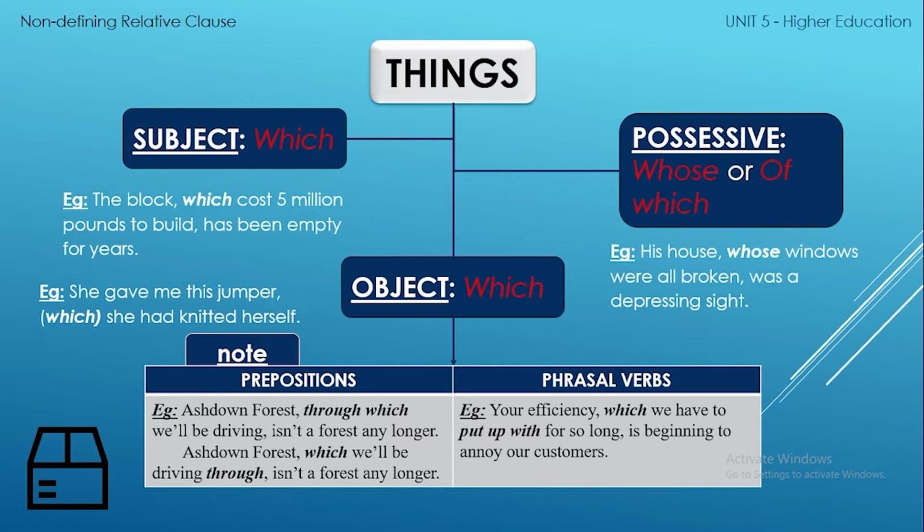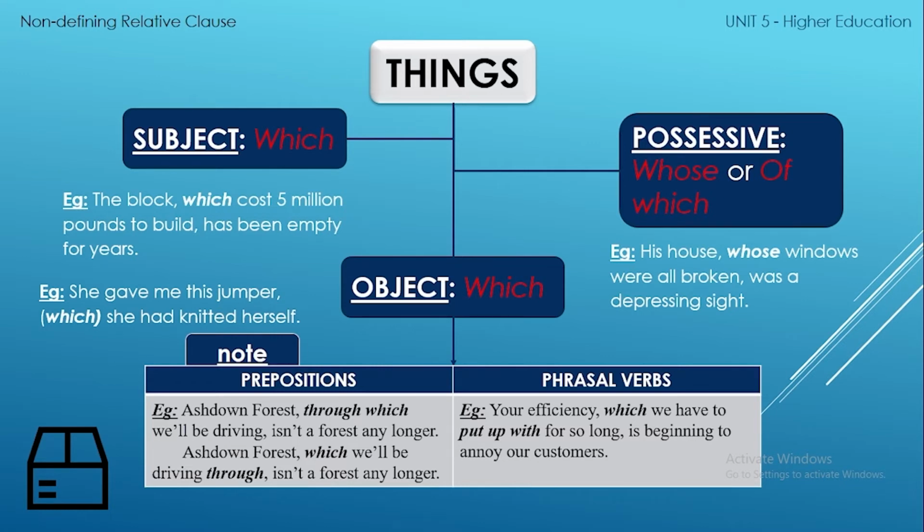Now, it's noteworthy that if we want to make a sentence sound more formal, we can change the order of the preposition. By placing it right before a relative pronoun, it will sound more formal. For example, if I have a sentence, Ashdown Forest, which we'll be driving through, isn't a forest anymore. Now, if we want to make it sound more formal, we'll change the order of the preposition through by placing it right before the word which, which will make it sound more formal.